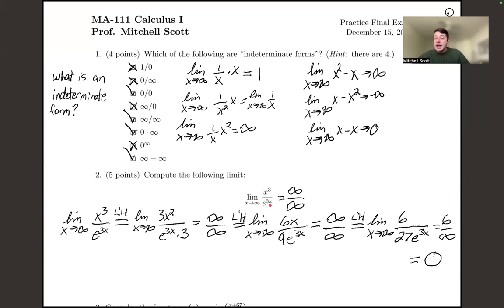And by looking at these graphs, we know that e to the x grows faster than x to the p. I'm going to put p here for any polynomial. In this case, p equals 3, right? So if we knew growth rates, we would know that e to the x grows faster than x to the p. So obviously, the bottom is going to grow faster than the top. And if that's the case, the bottom is going to get much, much bigger, so it's going to converge to 0.